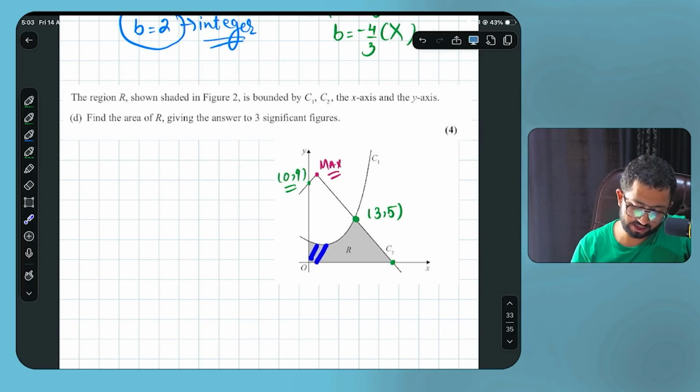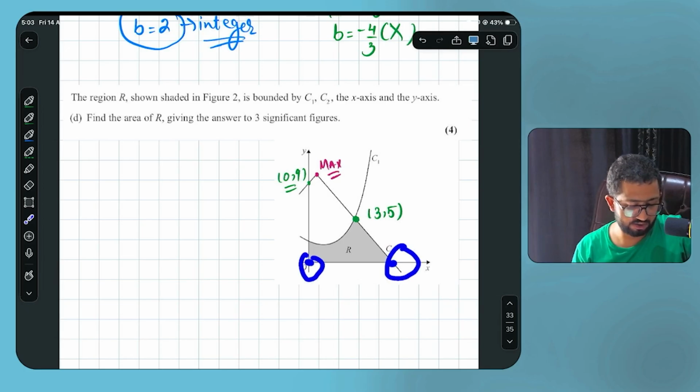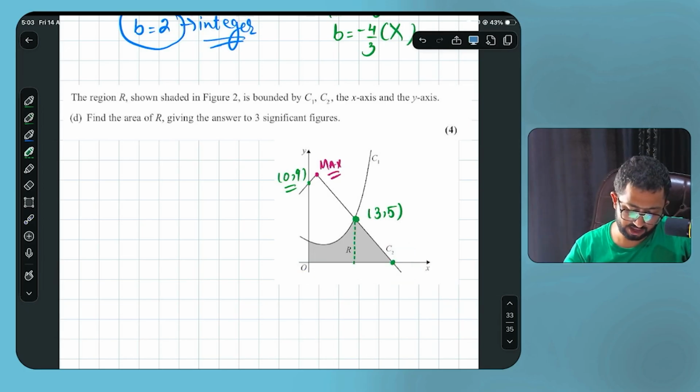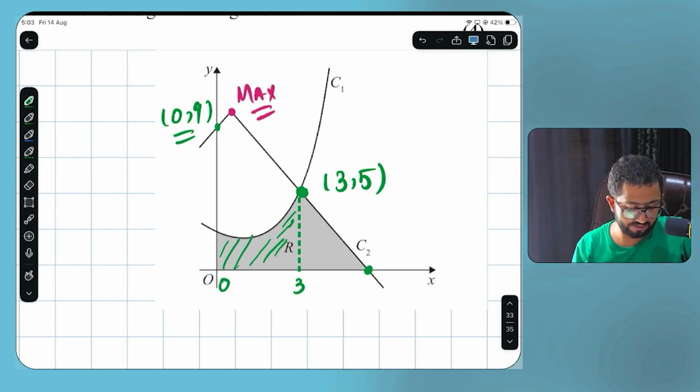But if you want to find the area of this region, you can't integrate directly from 0 to this point, and this point we don't know actually. If you do, you will get the wrong answer. So obviously, first you need to divide. From P1 we know we have to divide sometimes. So first I need to integrate this region from 0 to 3. Then I have to figure out the area of the triangle. Then you add both of them to get the final answer.